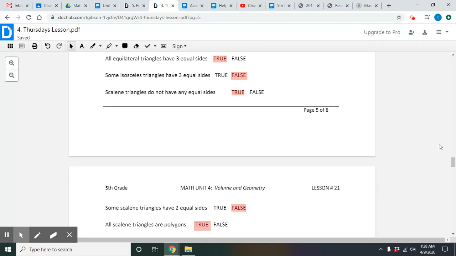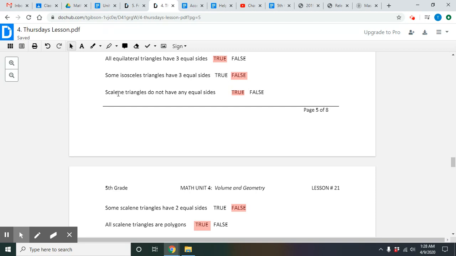Number two, some isosceles triangles have three equal sides. True or false? This is false because the defining attribute for isosceles triangles is what? Exactly. They have to have two equal sides. Three equal sides makes it an equilateral triangle, and two equal sides is a defining attribute for isosceles triangles. So no isosceles triangles can have three equal sides.